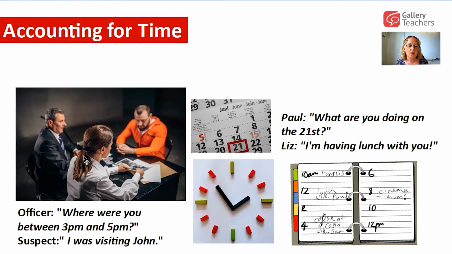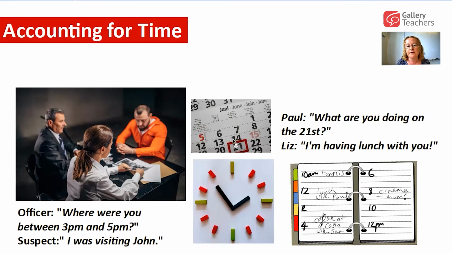So in this case, we could look at past simple and past continuous. So where were you between 3 p.m. and 5 p.m.? And the suspect says, "I was visiting John." We then move the clock around and we ask for another time. So it's just a very simple controlled practice, but it has a physical element.